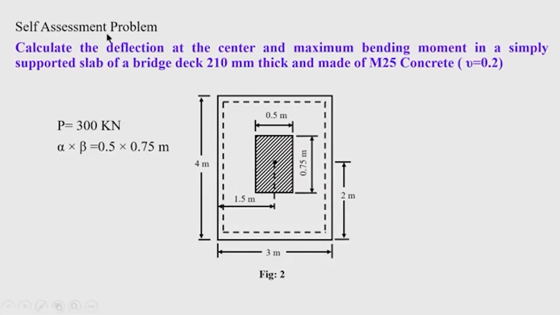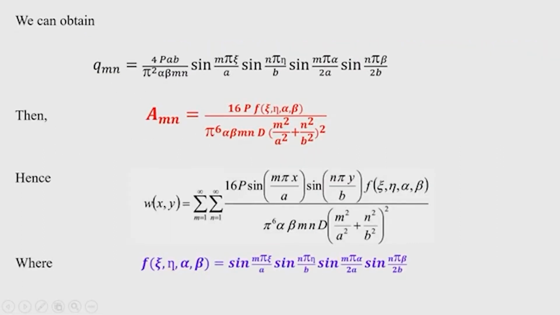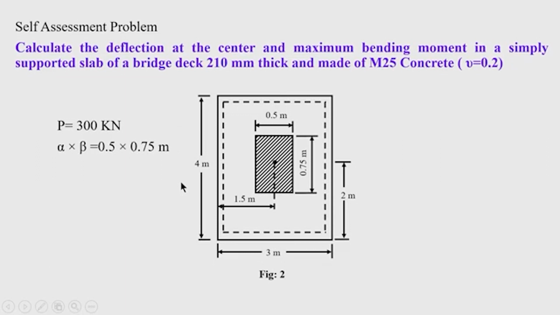I am giving a self assessment problem, just an application of this theory, partially distributed load and Navier's method. Partially distributed loads are sometimes very useful, especially for bridge deck design. A bridge deck consists of wheel loads, and a wheel load may not be fully distributed over the deck slab panel. It is distributed only over the contact area, the tire contact area, and different contact areas are specified in the codes of practice in different countries.